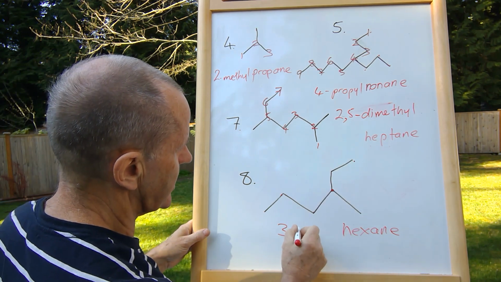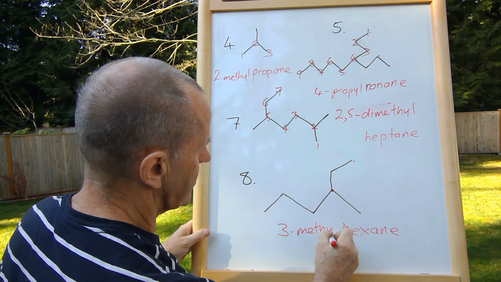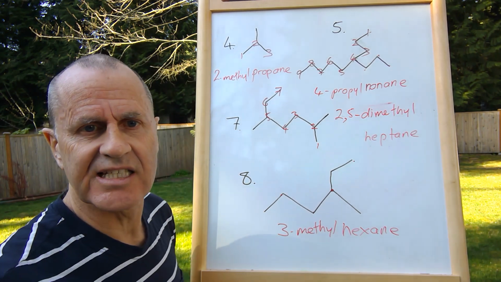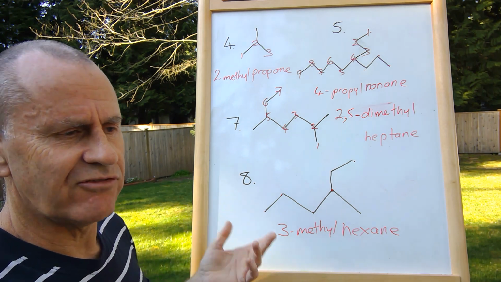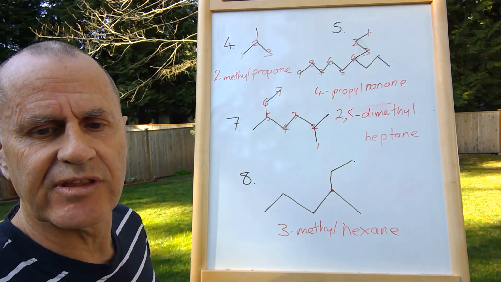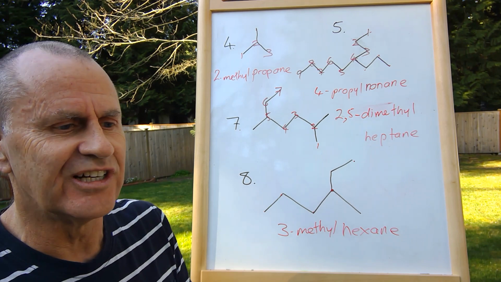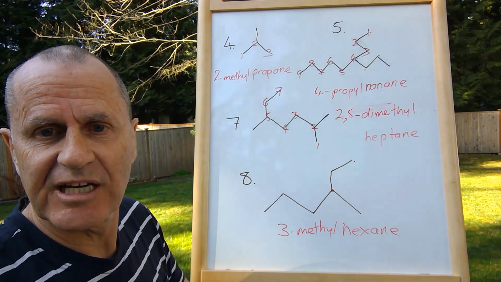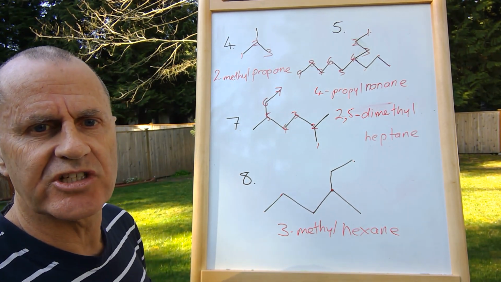So it's 3-methylhexane. So it's really, really easy to make tiny errors with these and make it look all wrong, but it doesn't particularly matter if you make a little error at this stage.